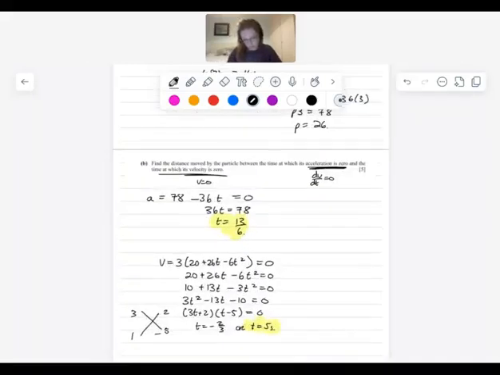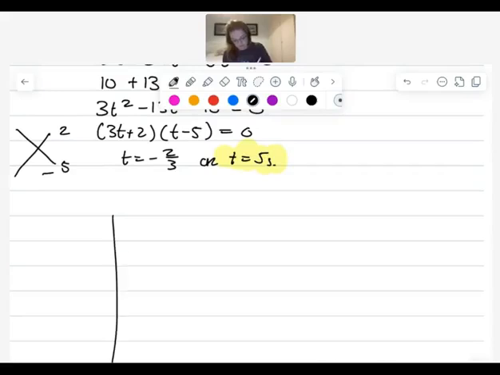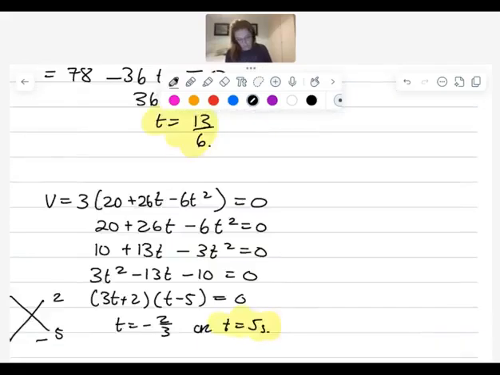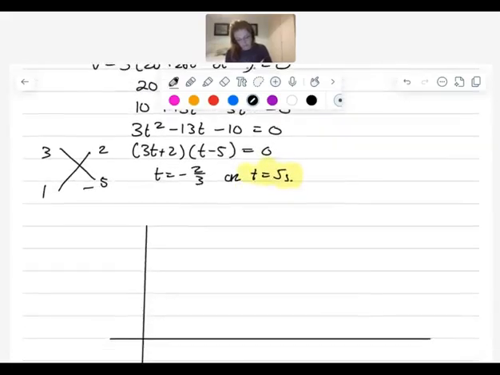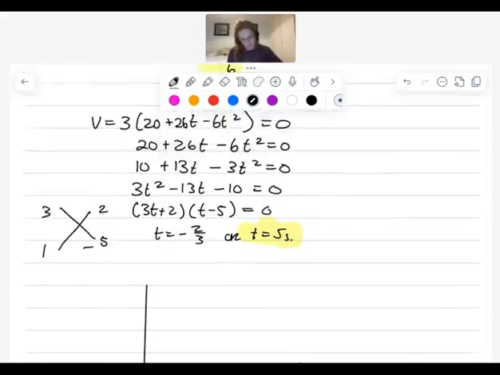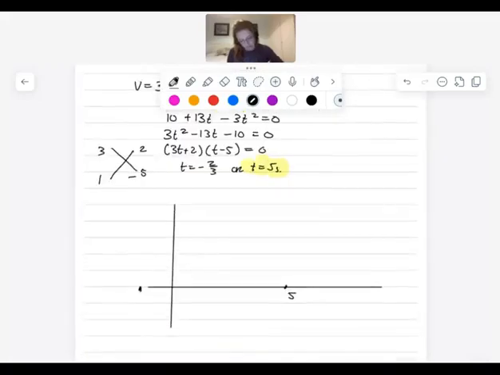Okay, find the distance the particle moved. Distance, that word is very important, means whatever our velocity time graph looks like. Where was our velocity 0? That was only at negative something and 5. It's always important to know where it crosses the graph. And acceleration was 0 at 13 over 6. So I don't know what this looks like, but it could be going... Let me actually just quickly take a look.